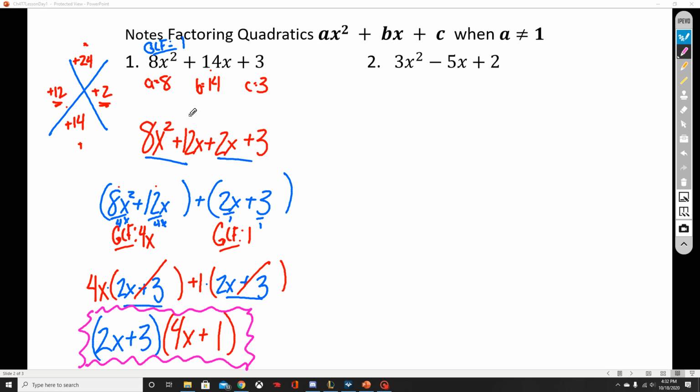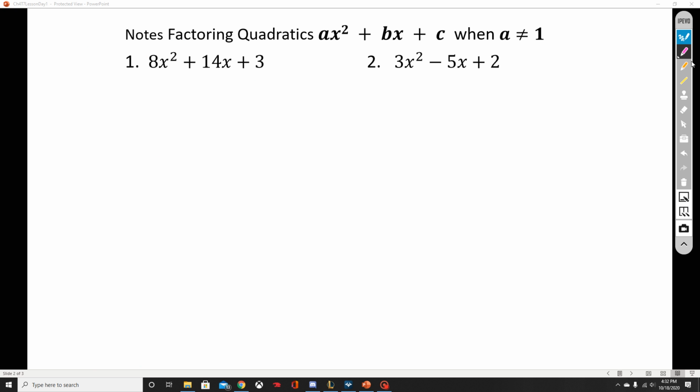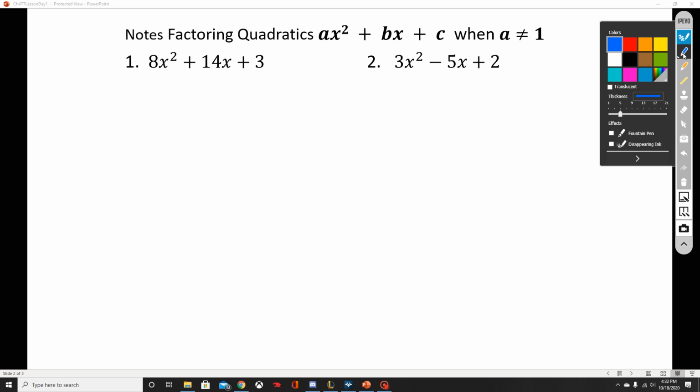So that's the basic steps for factor by grouping. Group them into two, GCF comes out of each, and then you pull out the polynomial, the factor, to the outside, and then these two are what's left. So 4x here and 1 here. Let's try it on number 2.